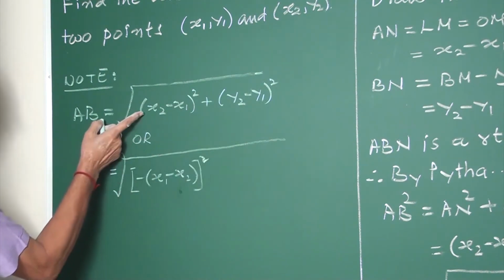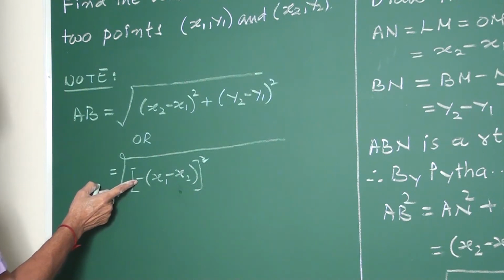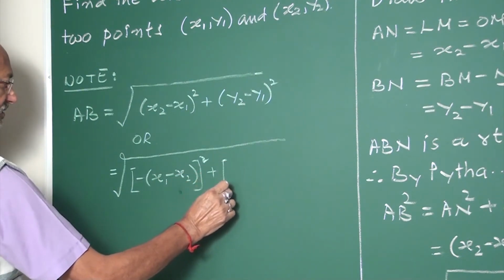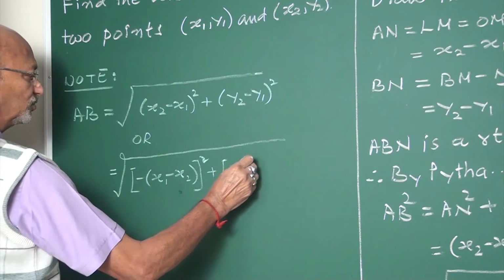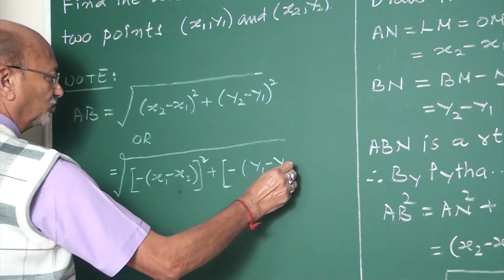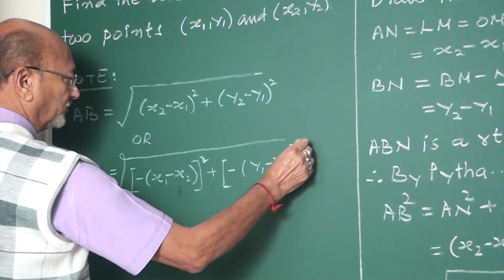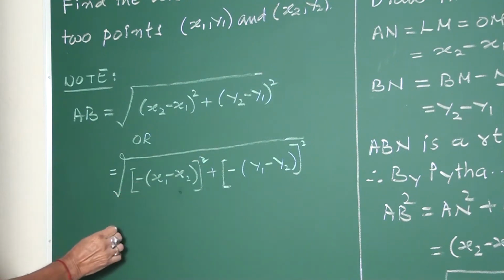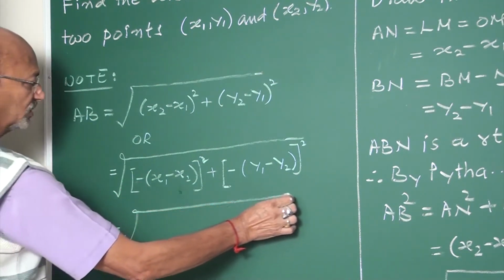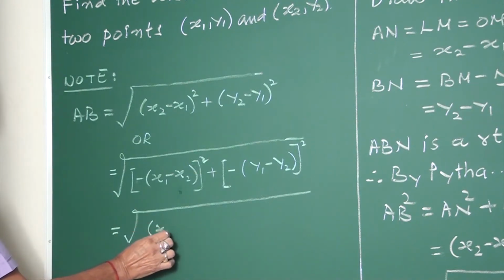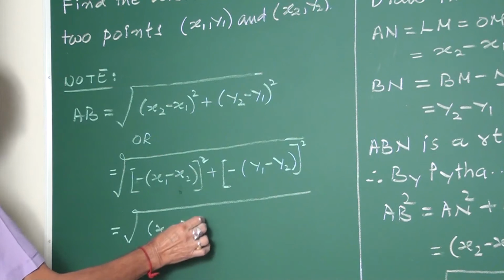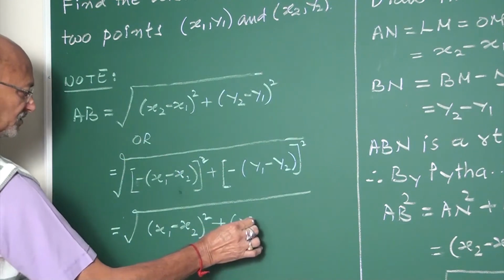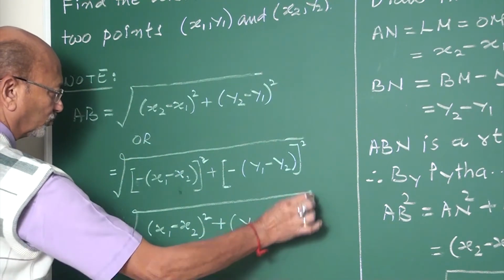What I have done is, in x2 minus x1, by taking minus outside I have written x1 minus x2. Square is there, plus the same thing here: take minus outside, it is y1 minus y2 the whole square. Yes, my friend, to simplify it, minus the whole square is plus. So it is the square root of (x1 minus x2) the whole square plus (y1 minus y2) the whole square.